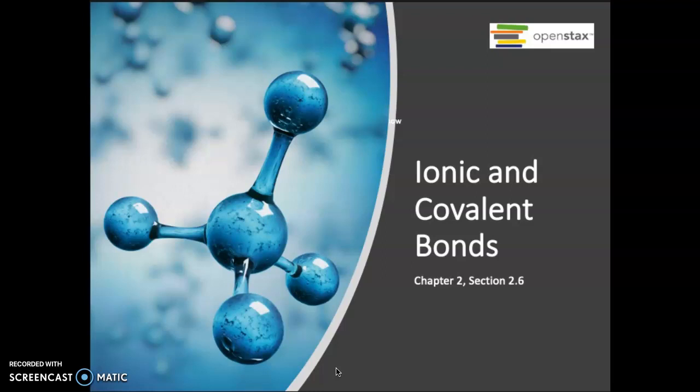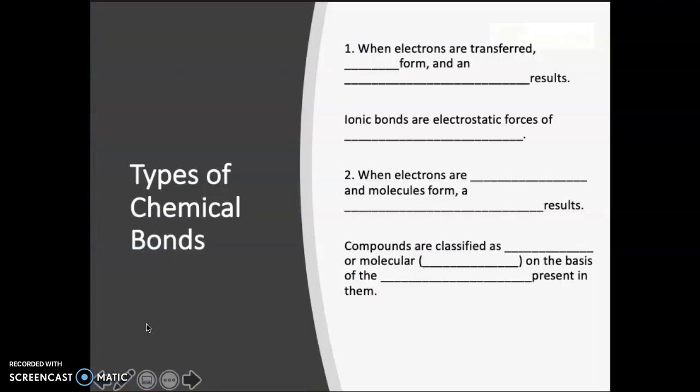This is a brief video on the types of bonds, and that will determine in the next video how to name those bonds. So it depends on where the electrons are. When the electrons are transferred, given to one atom and taken from another, we have ions that form, and the ions form results in an ionic bond. So ionic bonds form when electrons are transferred, completely given away, completely taken.